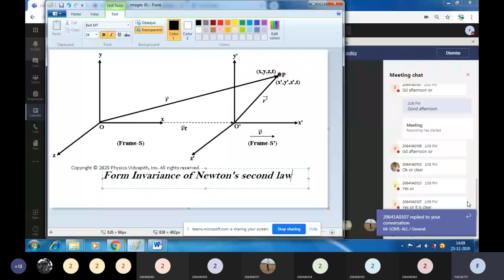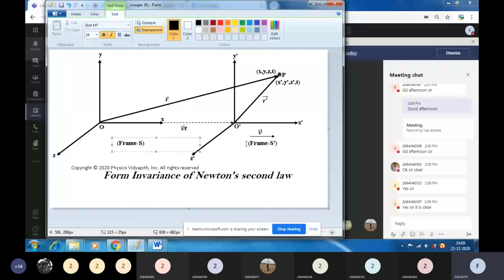Okay. Now let us go to the previous topic. Yesterday we had an introduction about this topic. Now for the first frame, see here, this is the first frame, frame S, and here the second frame, S prime or S dash. Okay.